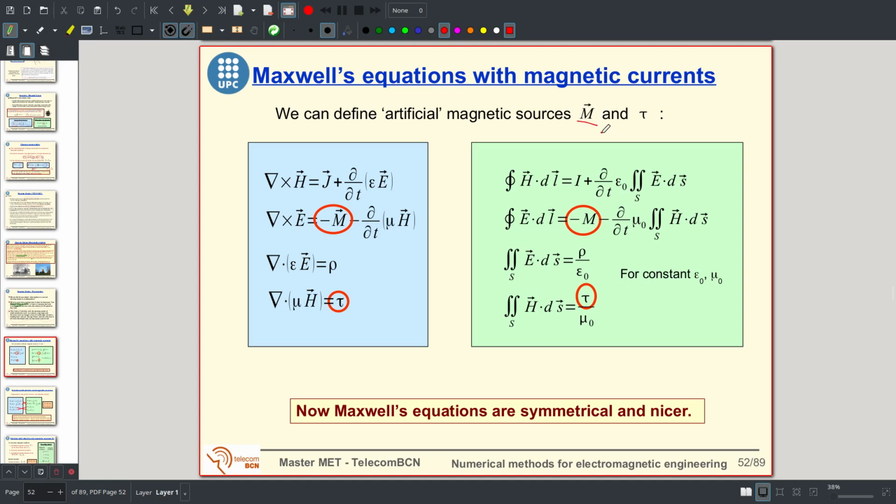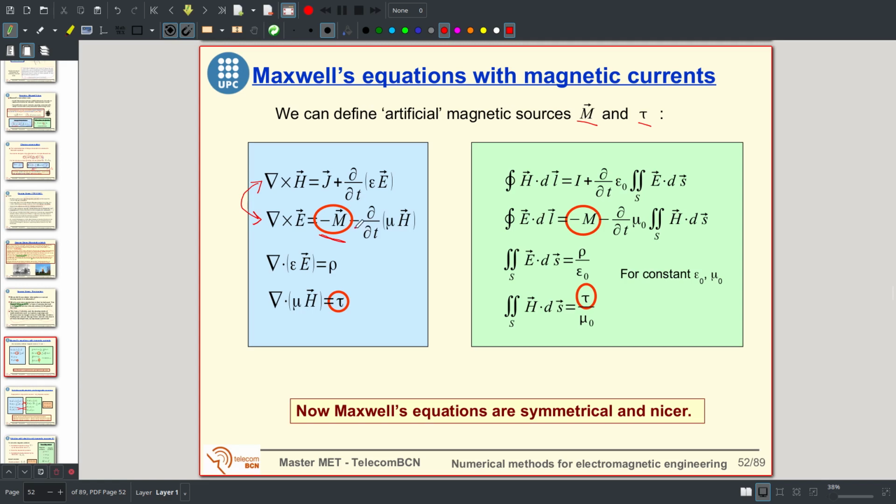Here M is the magnetic current and tau is the magnetic charge volume density. So, in the same way as in the Ampere-Maxwell equation, the curl of H is the electric current density plus the time derivative of the electric field or electric displacement vector, the Faraday equation is modified adding this magnetic current, so that both equations are now dual to each other.